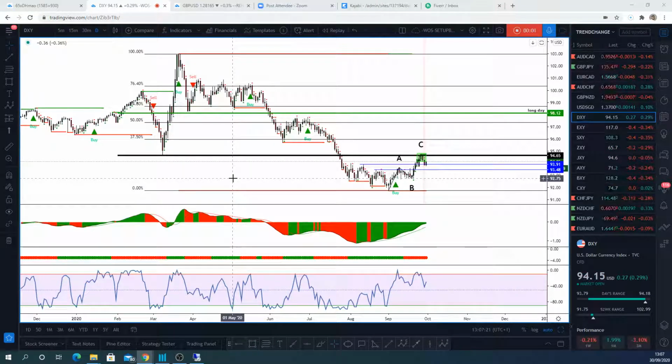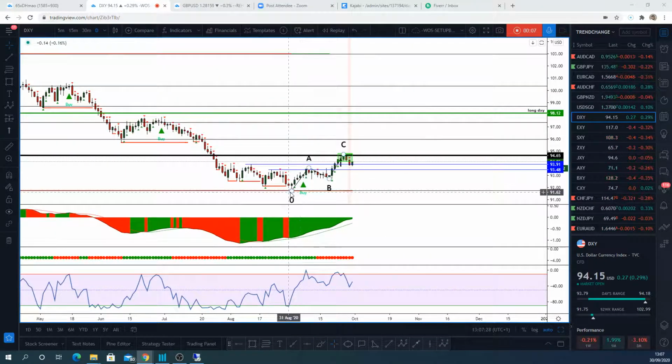Okay, so this is the DXY, the dollar index. So last week we have the bullish bias on the dollar index, and as you can see, the ABC formed perfectly above the structure. This is strong, guys.